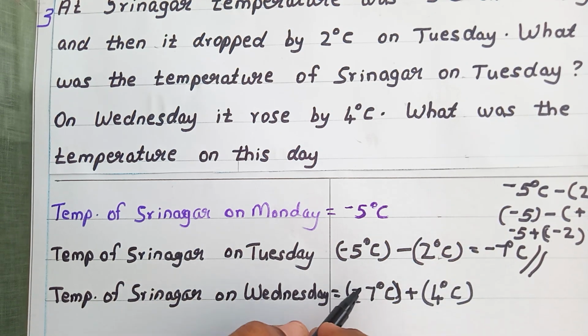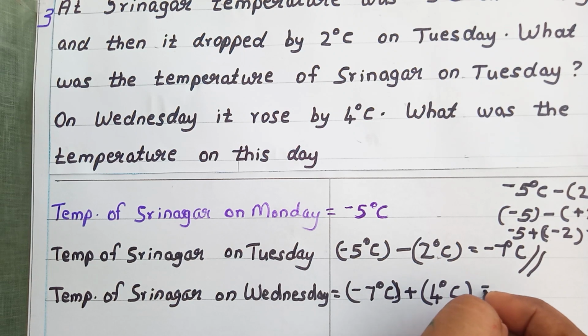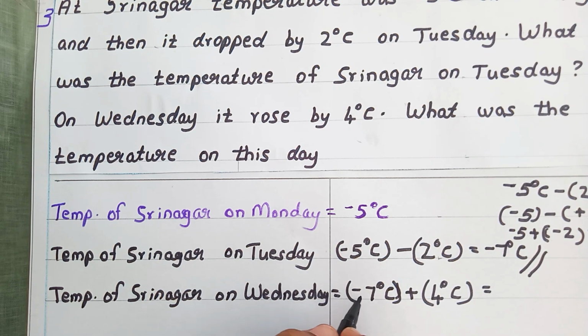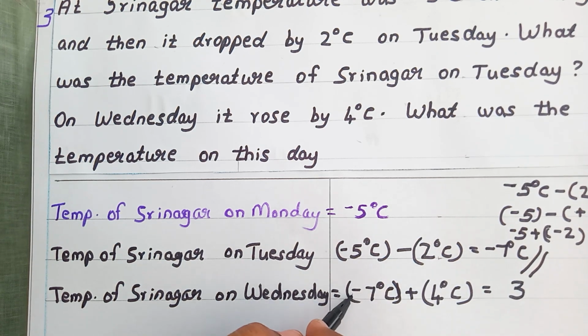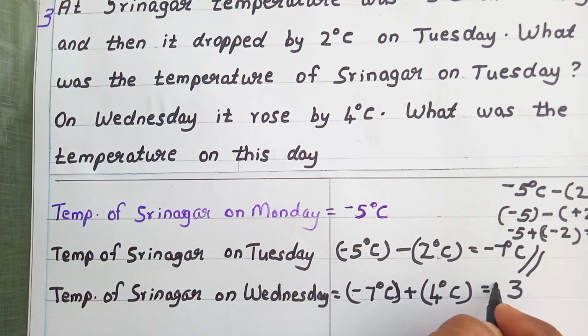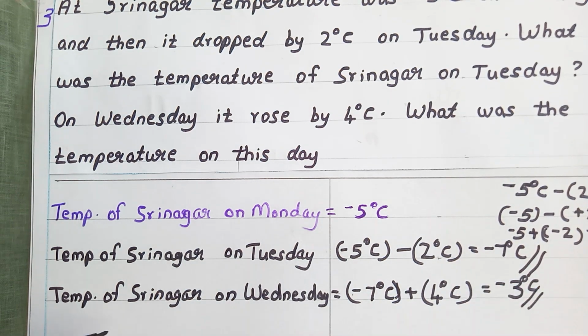So what will be the answer? See, both the numbers are different in sign and it is addition. So just subtract both the numbers and give the sign of the greatest number. Subtracting these two numbers, we will be getting 3, and the sign of the greatest number is minus. So -3 degrees Celsius is the temperature of Srinagar on Wednesday.